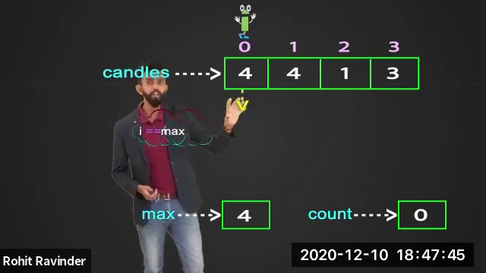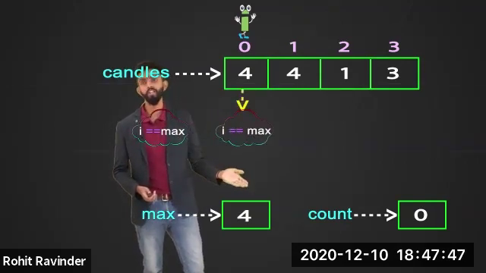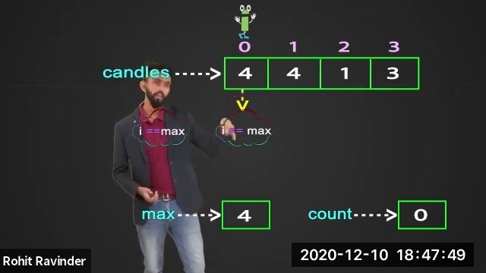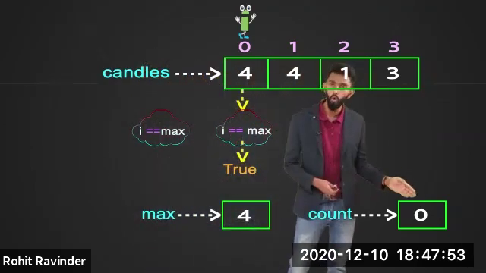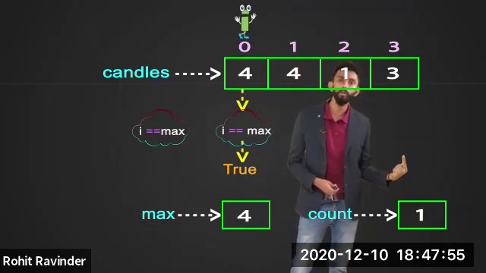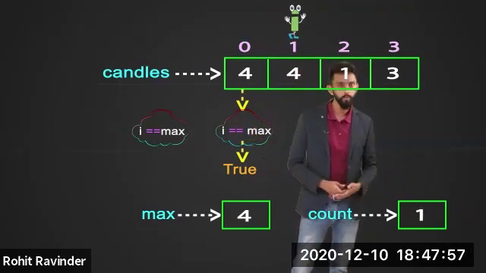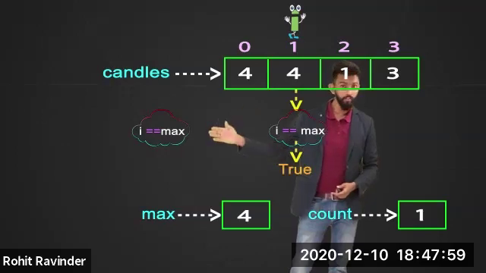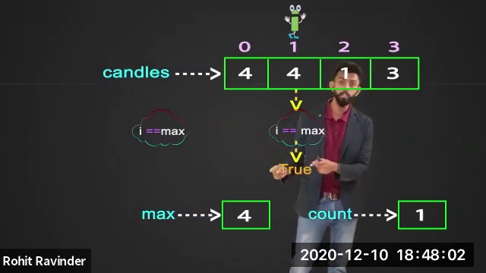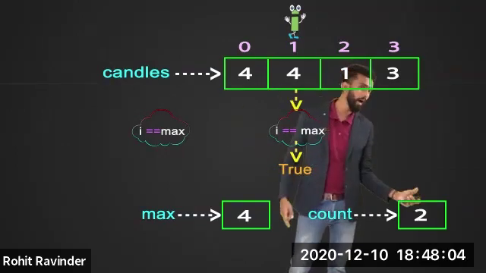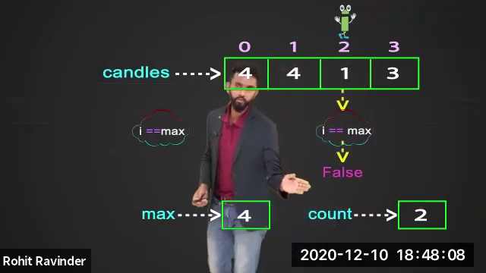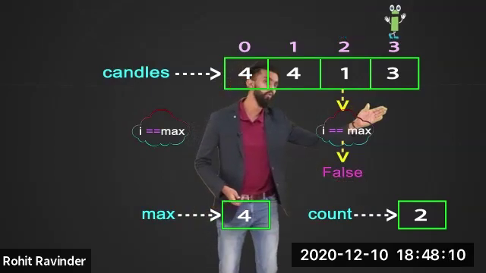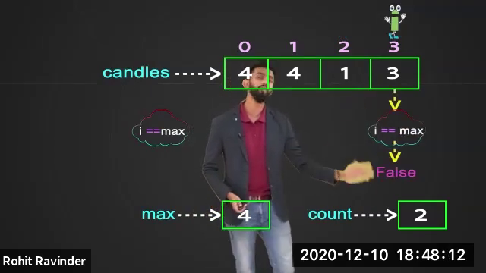If that condition is satisfied, then I know, yes, one 4 I've encountered, and hence I'm going to go to count and increase its value by 1. Then I will move forward. Again, I will check, is I value equal to max value? Yes. Yes means again I've encountered 4. I'm going to increase the value of count. Similarly, if I move forward, next time it is false, I will not increment. I will move forward. Next time it is false, I will not increment.